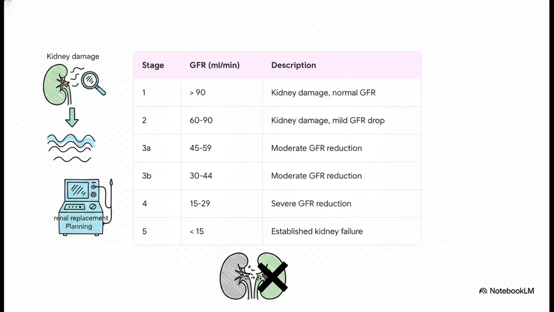Stage 3 is where we diagnose CKD most often. It's a moderate GFR reduction, and it's subdivided into Stage 3A, a GFR of 45 to 59, and Stage 3B, a GFR of 30 to 44, a distinction that has prognostic value. Stage 4 indicates a severe reduction from 15 to 29, and at this point, you really need to be planning for renal replacement therapy. And finally, Stage 5, a GFR below 15, is established kidney failure or end-stage renal disease.